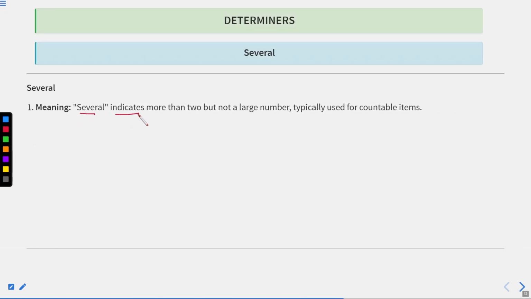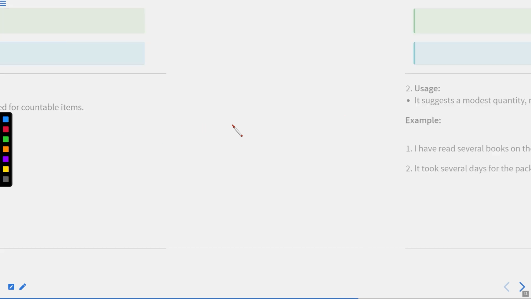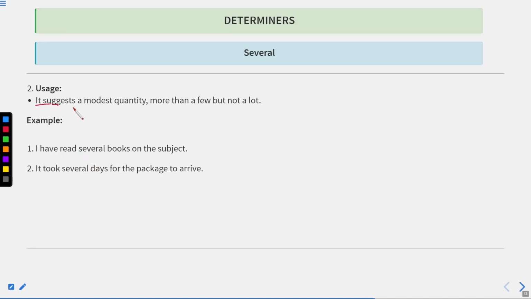Several, meaning several indicates more than two, but not a large number, typically used for countable items. So several means indicates more than two, but not a large number. So it is somewhere less than many, but several is again used with countable nouns only. Okay, we can use it with countable plural nouns. Okay, so the noun should be plural as well as countable noun. Okay, so before them, we should use the word several. Several means more than two, but they should not be many. Okay, typically used for countable items, which are plural in number. It suggests a modest quantity, more than a few, but not a lot.